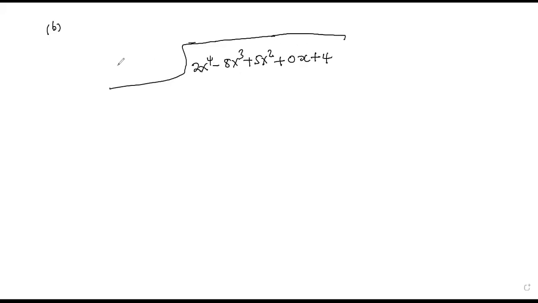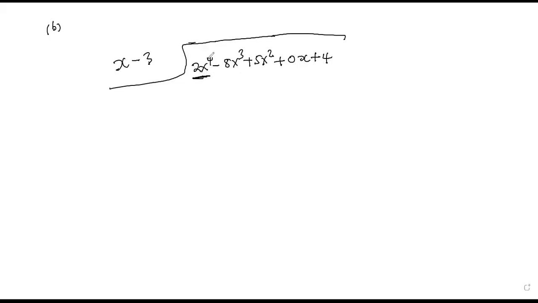Now, after that, you put the divisor here. My divisor is x minus 3. So x minus 3. After that, what do you do? You first look at the first degree or the first component, 2x power 4.